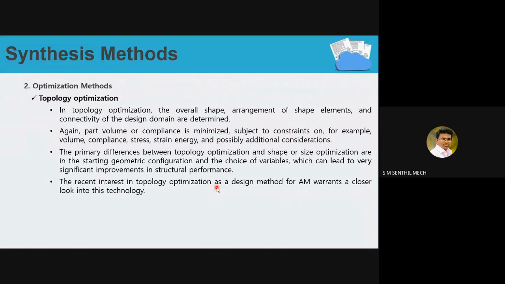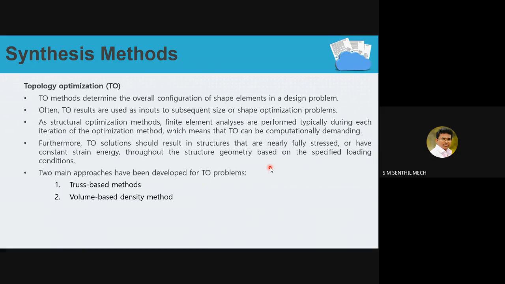So mostly it deals with the configuration and the choice of variables, related to materials to be more precise. When we're talking about topology optimization, we'll be playing with the materials and the concentration of the materials. For topology optimization, a lot of variety of methods are available, which are being researched, and they are used to determine the overall configuration of the shape elements in a design problem.